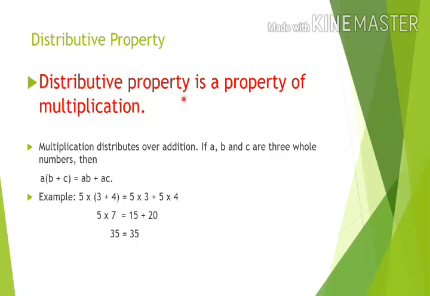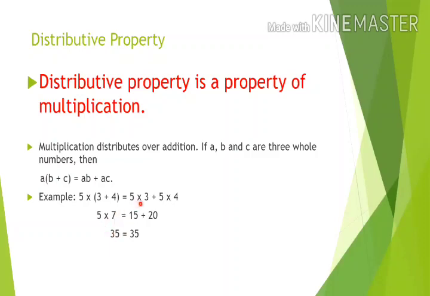Distributive property is a property of multiplication. It says that multiplication distributes over addition. If A, B and C are three whole numbers, then A into (B plus C) is equal to AB plus AC. For example, 5 into (3 plus 4) is equal to 5 into 3 plus 5 into 4. In first case, 3 and 4 is grouped together. 3 plus 4 is equal to 7. 5 into 7 is 35.